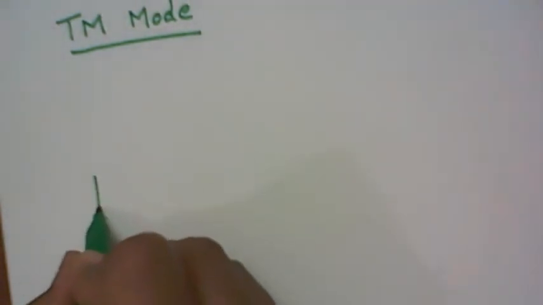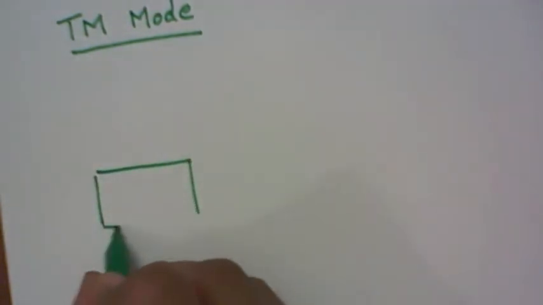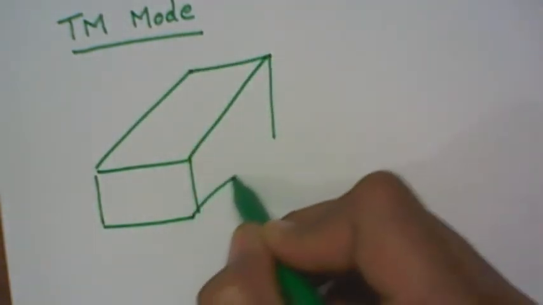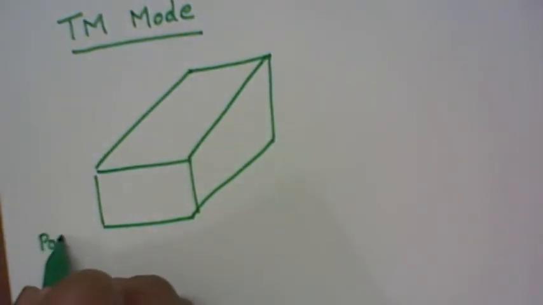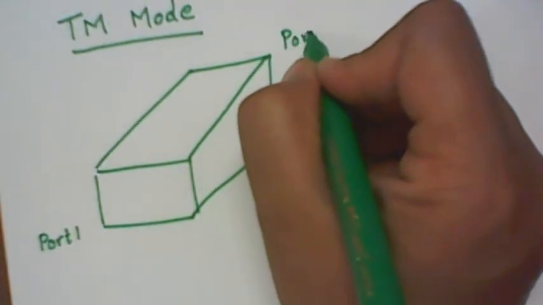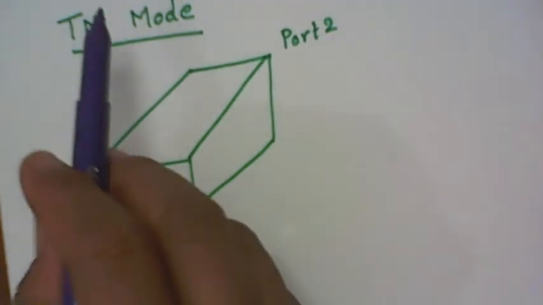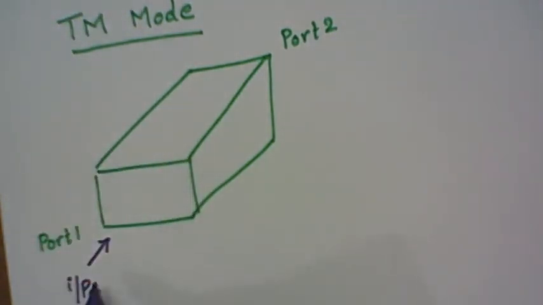So how is it possible, and what kind of shapes does this mode have? Let us study that. This is my rectangular waveguide. I represent this as port number 1. I represent this as port number 2. Now in this rectangular waveguide, I am giving input from port number 1, but remember I am giving input in terms of the magnetic field. I am giving it in terms of H field.